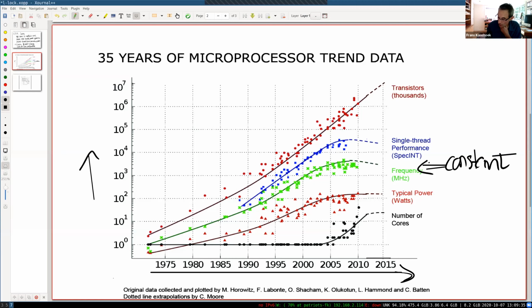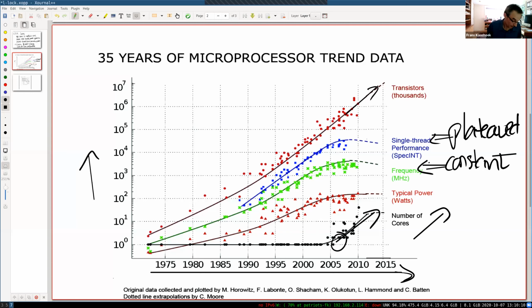And as a result, single thread performance of a core has also reached a limit, or plateaued. And yet, on the other hand, the number of transistors has been increasing over the same time period. So if you can't use transistors to make a single core run faster, the only other option is to have multiple cores. And you see indeed that starting from the early 2000s, the number of cores has gone up.